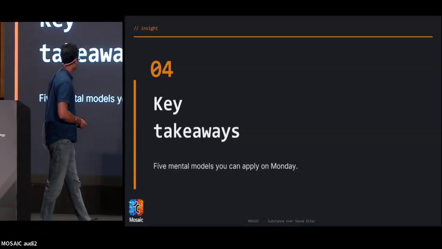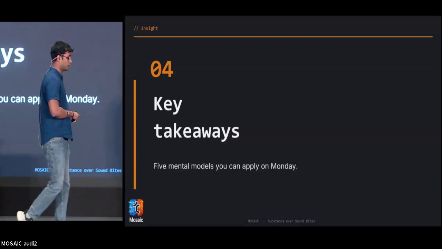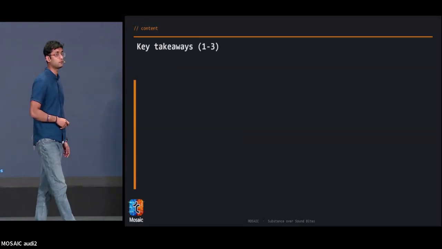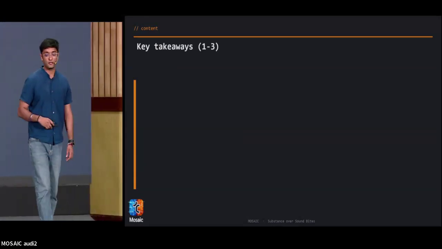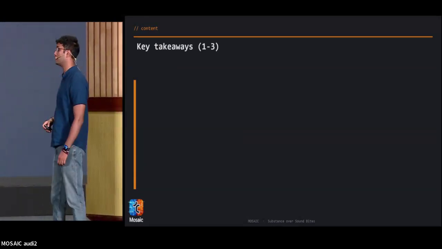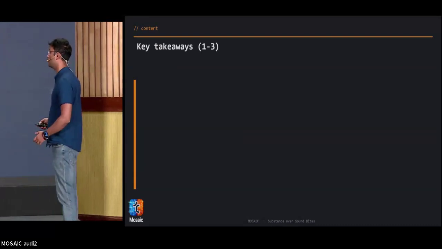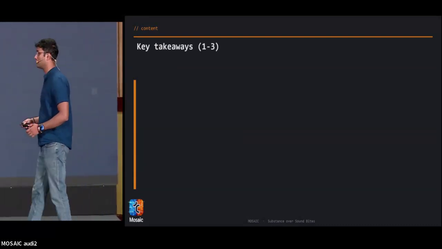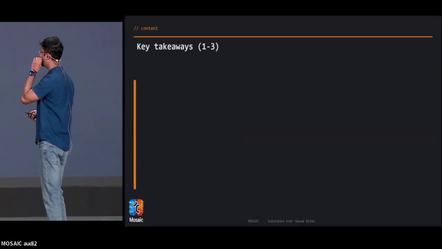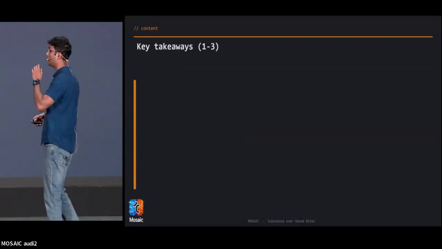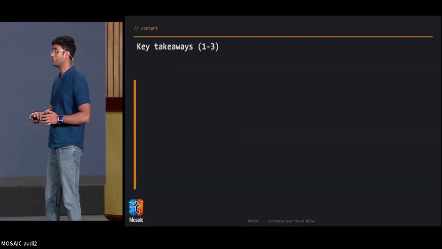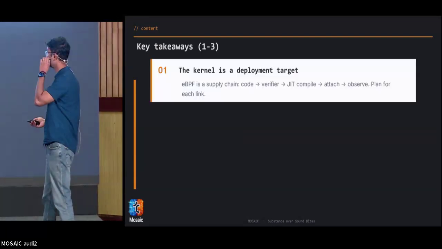Key takeaways, five mental models that you can apply on Monday. First, the kernel is a deployment target. You can run your custom programs with eBPF. That in itself is a big enablement in terms of running your logic at the lowest level possible, leveraging the actual performance of your machine.